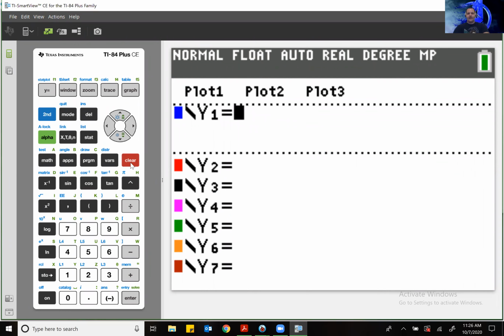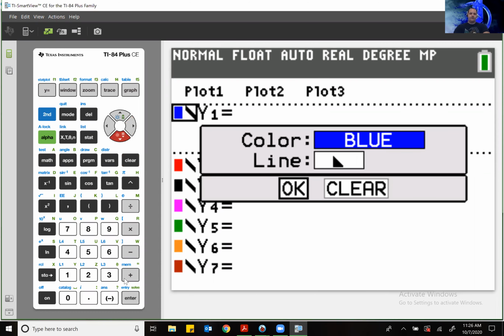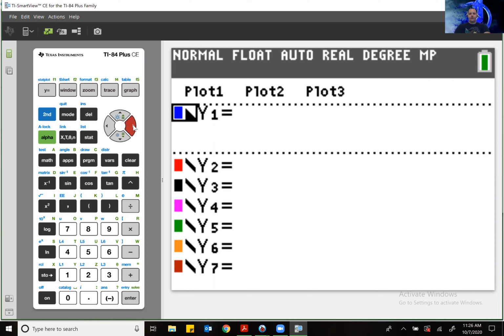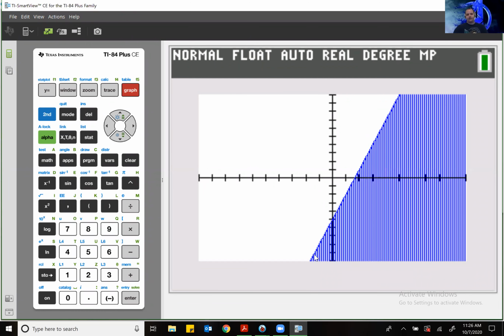So I hit y equals, I hit clear a couple times, that clears everything out. So I'm going to scroll over and pick my bottom triangle line. I scroll over to the line, hit enter, scroll down the line, scroll to the right. There's my bottom triangle. Hit OK. Then I'm going to come over here and put in my equation, 3x minus 5. So there's what it looks like. And remember, again, this line will be dotted.